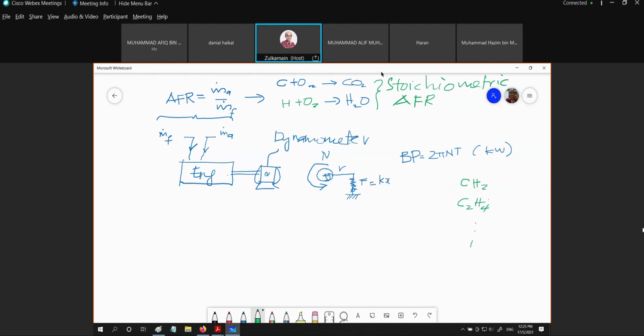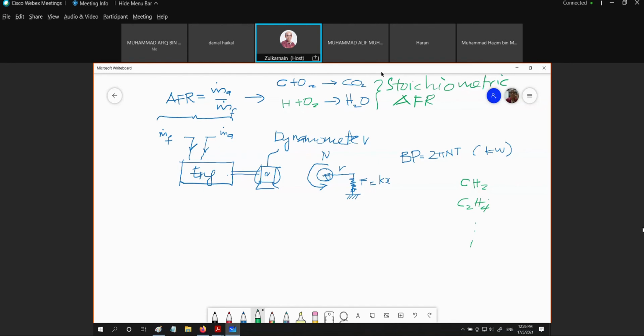But as far as we are concerned right here, we are going to give it to you directly. Okay, you don't have to look into the microscopic type of analysis to get the air-fuel ratio. Usually we are given or we measure the air-fuel ratio. Okay, we put a device to measure m dot F. We put a device to measure m dot A.